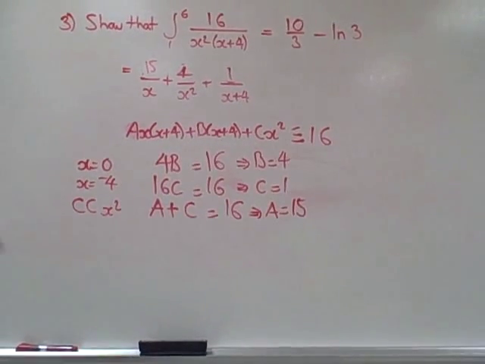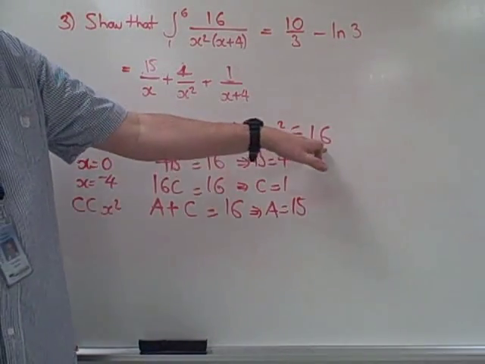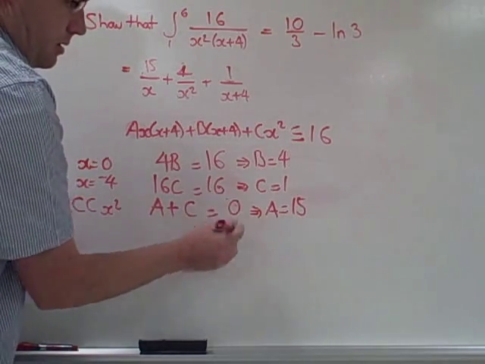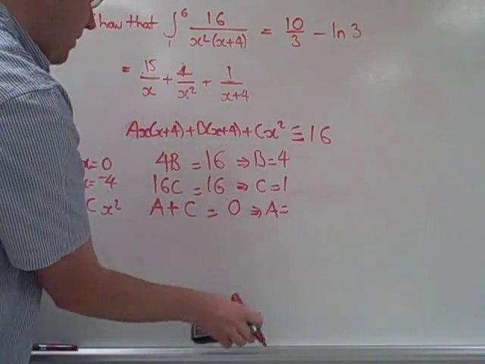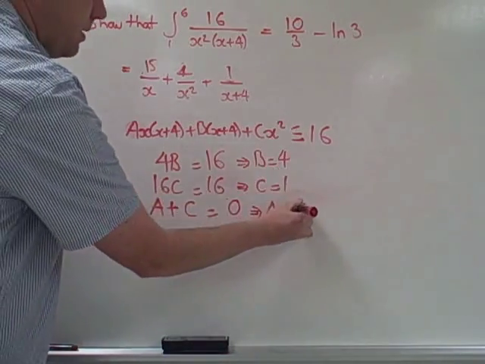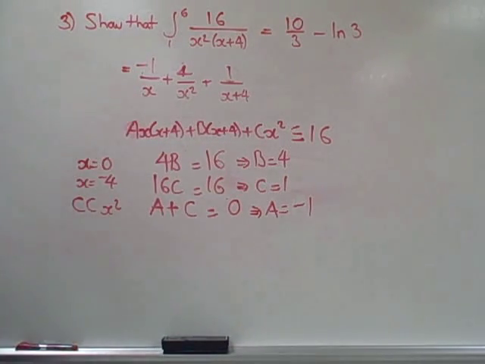Slight mistake on the end of that last clip. When we compared coefficients here, we said this equals 16. 16 is the constant though. This is not the number of x squared, so this should be 0. And therefore our value for a would actually be a plus c equals 0. If c is 1, that means a is negative 1. So we need to change this to negative 1.